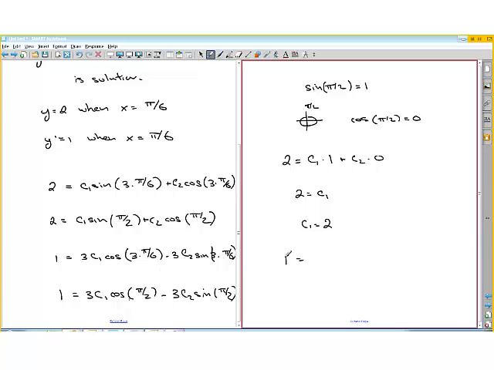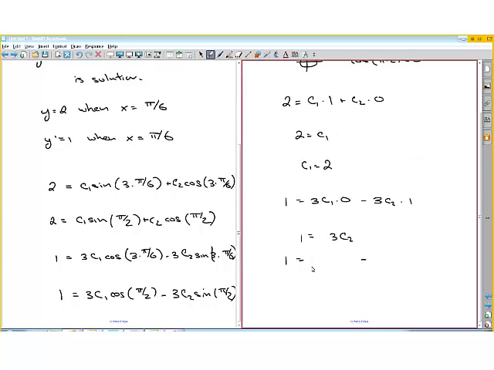So we get 1 is equal to 3 C1 cosine of pi over 2, which is 0, minus 3 from here times C2 times the sine of pi over 2, which is 1. So that goes out. So we get 1 is equal to negative 3 C2. And therefore, C2 is equal to negative 1/3 by dividing both sides by negative 3. So those are our arbitrary constants for this particular solution.